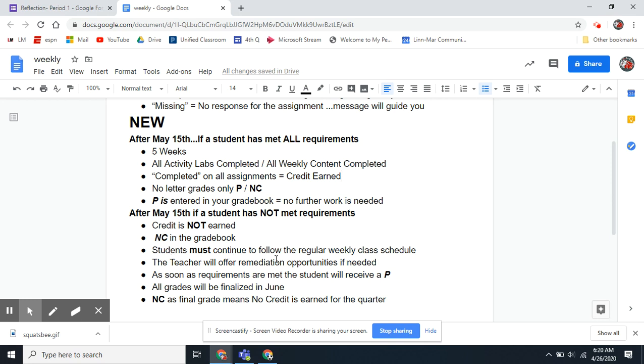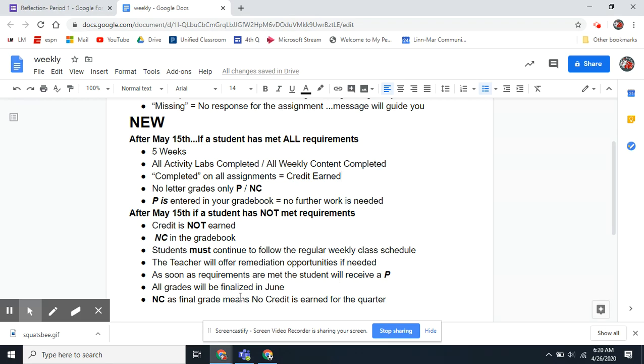Students must continue to follow the regular weekly class schedule. If after the 15th you have an NC in your grade book, then you would meet with the Teams meeting. I'll offer some remediation opportunities if needed to help you catch up, but you would stay on the regular class schedule, working to turn in your activity labs and your content. As soon as all the requirements are met, then you would receive a P and the quarter would be over.